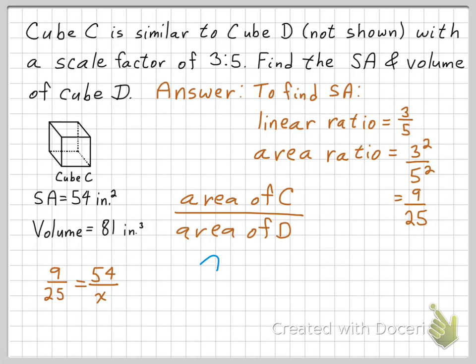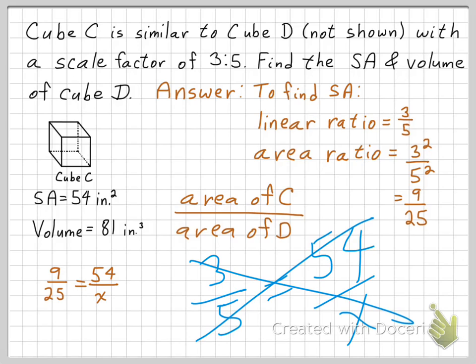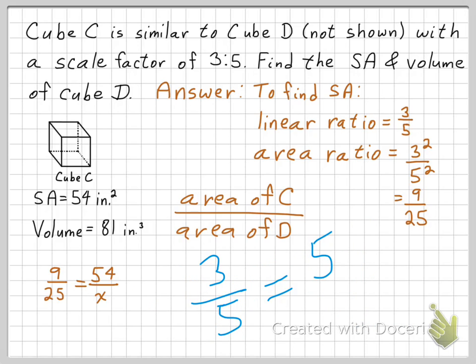Okay, so this is the proportion that I'm going to use. If I used the linear ratio, I would get the wrong answer. That would not work. That is wrong. You cannot do that. I cannot emphasize that enough. So we have to use the ratio of the areas, which is 9 to 25. And then from here on in, I think the rest should be no problem.